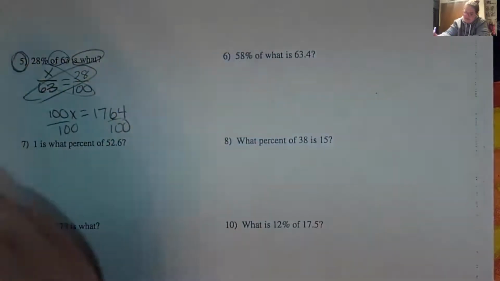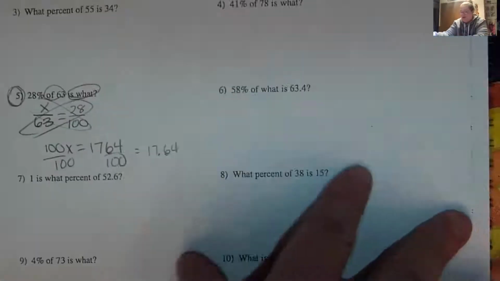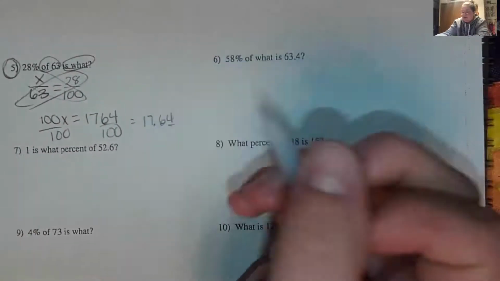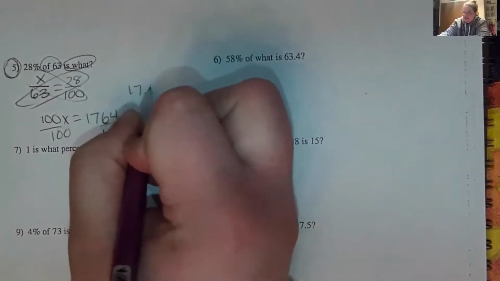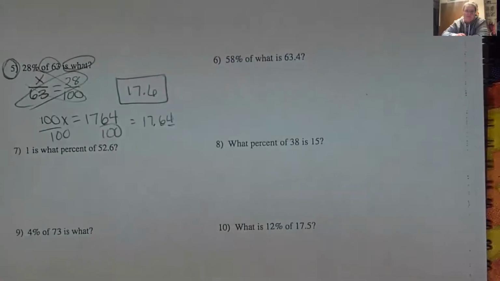Okay. So moving that over twice, so 17.64. Remember, round to the tenth, said tenth of a percent. So that 4 is not going to change that 6. So 17.6.